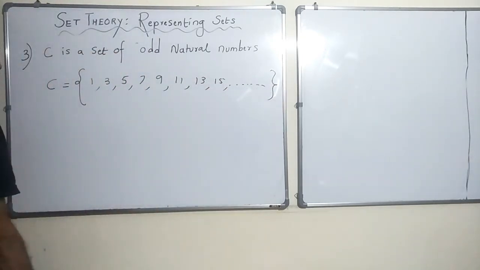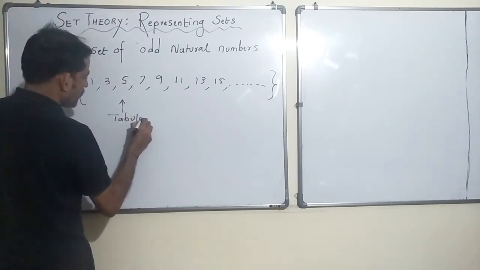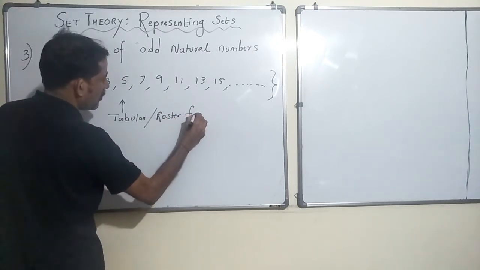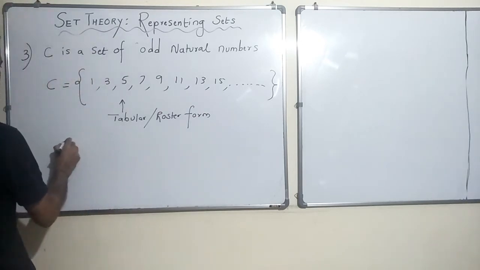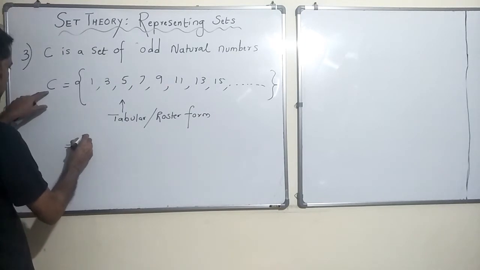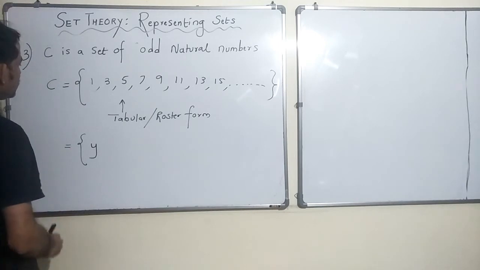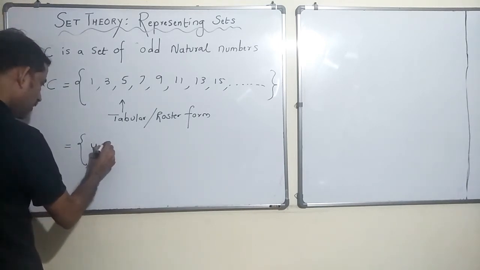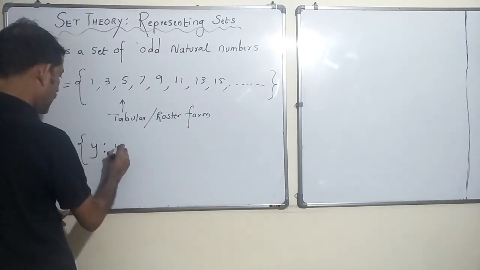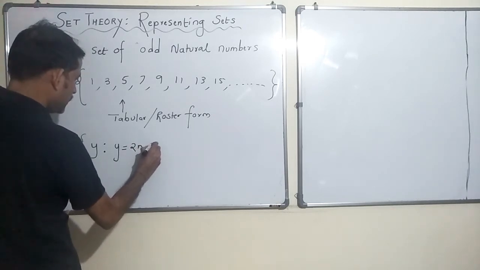Okay, this is the tabular form or roster form. How about the rule method or the set builder form? Let's see. C is a set of Y. Let's take Y this time. Okay, C is a set of Y such that Y is equal to 2n minus 1.